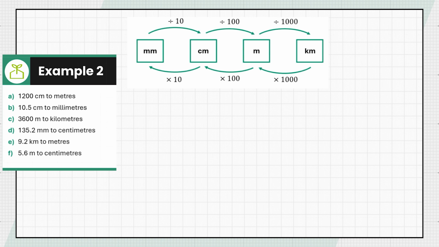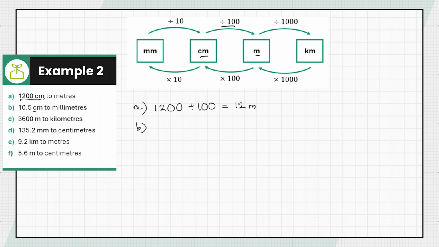Okay, let's get started. So for our first one, we have A, and that is going to be 1,200 centimeters to meters. So when we're going from centimeters to meters, we need to divide by 100. So we will do 1,200 divided by 100. And that just means we move the decimal place 2 spaces to the left, and we're left with 12 meters.